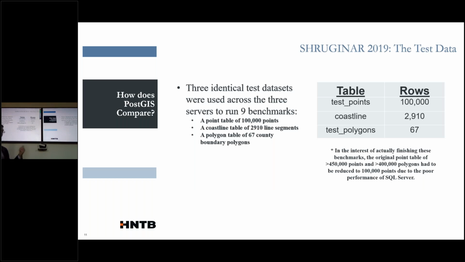And back last year, if you were at SHRUG, I did a presentation where I tested 3 identical test data sets across 3 different servers, which was a SQL Server 2012, a SQL Server 2018, and a Postgres PostGIS 2.2 database. And I ran like 9 benchmarks across the 3 database servers using about 100,000 points, 3,000 coastline line segments, and 67 county test polygons.